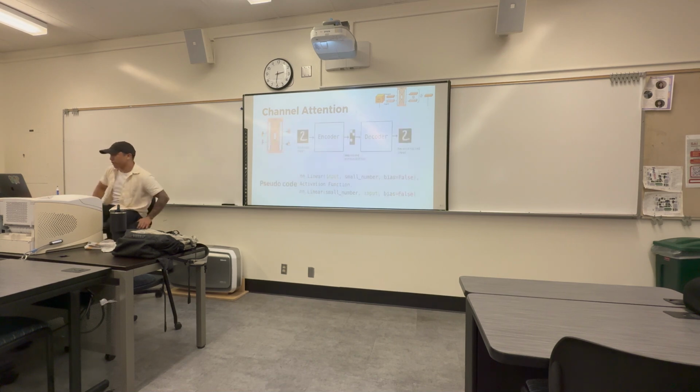Okay. Next part, middle part right here. This is called an autoencoder. It's kind of exactly how it looks like. We have a multi-layer perceptron or a basic neural network. We have it here, here, and here.